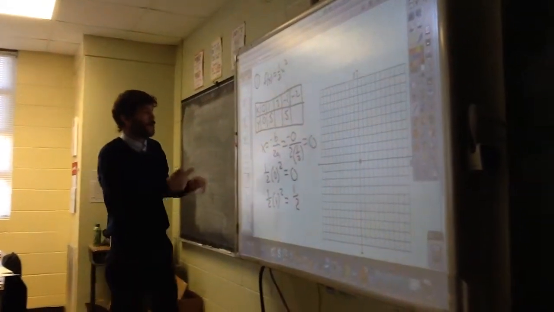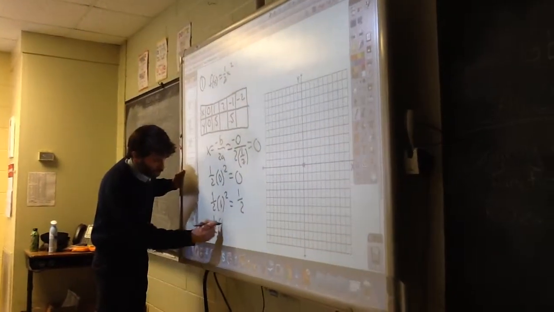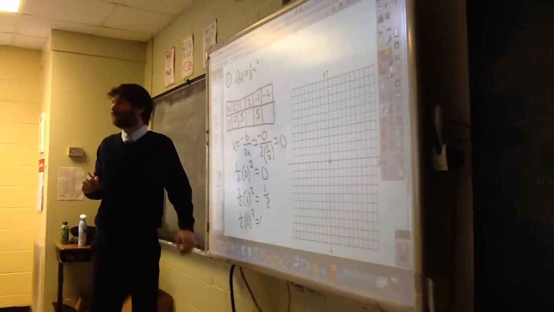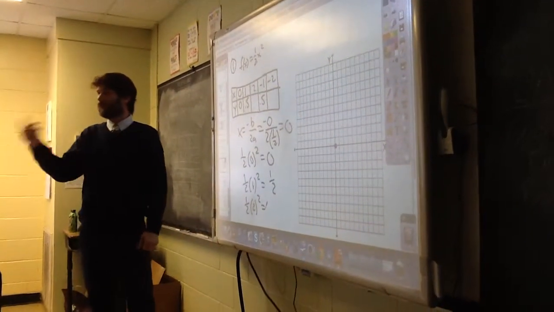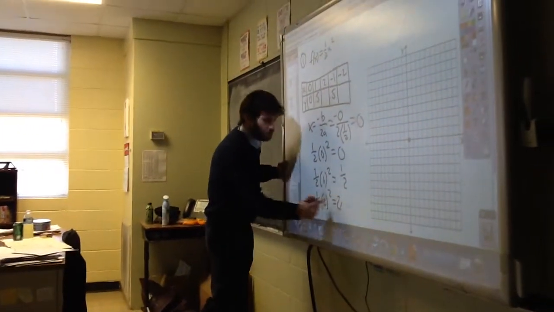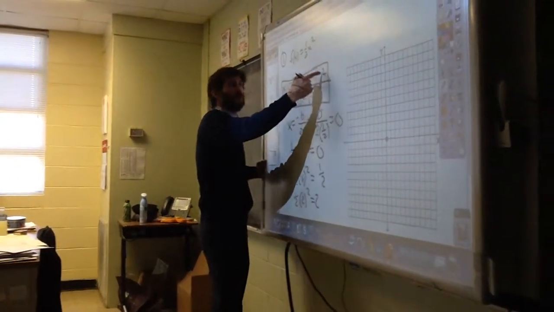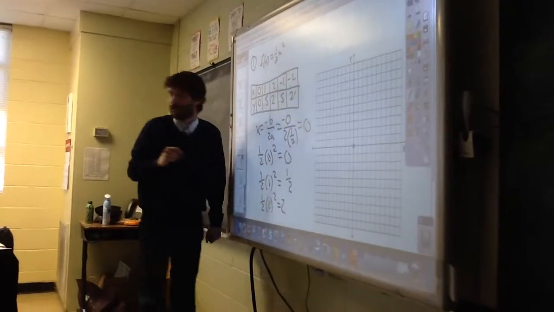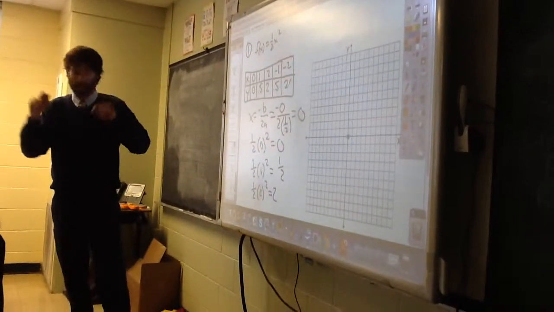Okay, so now I need to see what happens when I plug in 2. So I got 1/2 times 2 squared. What's 2 squared? 4. What's half of 4? 2. So I plug in 2 and I get 2, and that means if I plugged in -2, I'm also going to get 2 because of symmetry.